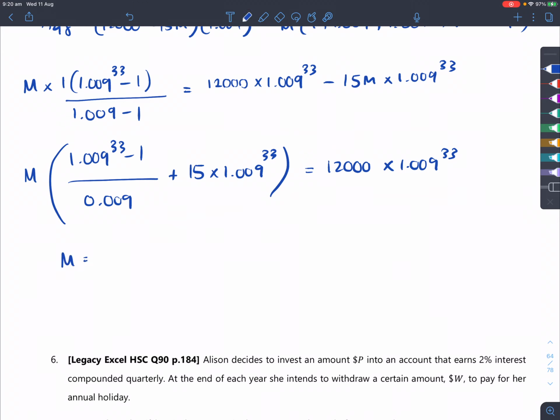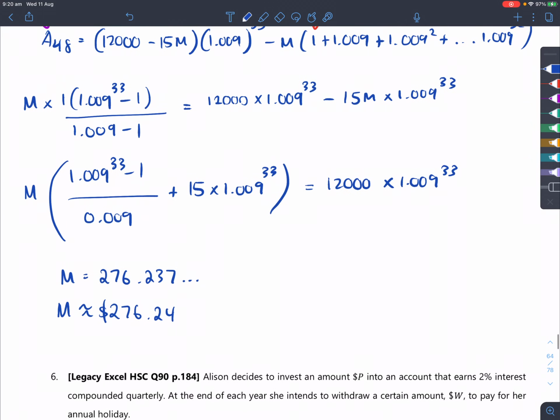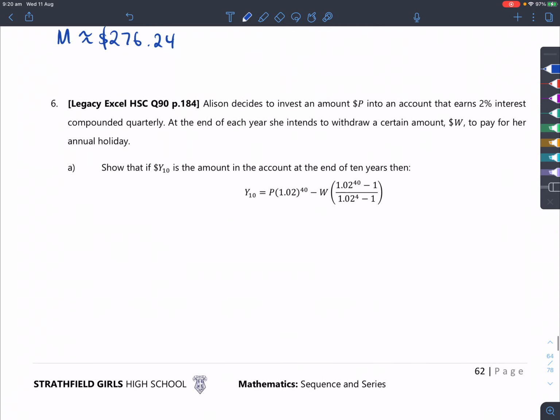should give us $276.237, which is basically roughly around $276.24. Okay, so that's the monthly repayment that this person has to pay for 48 months in total in order to pay this off. Right, let's do our last question.